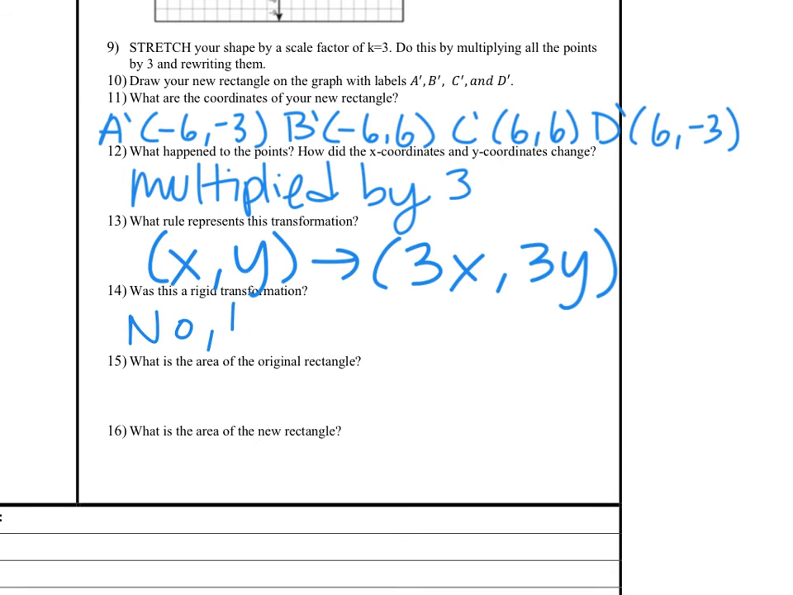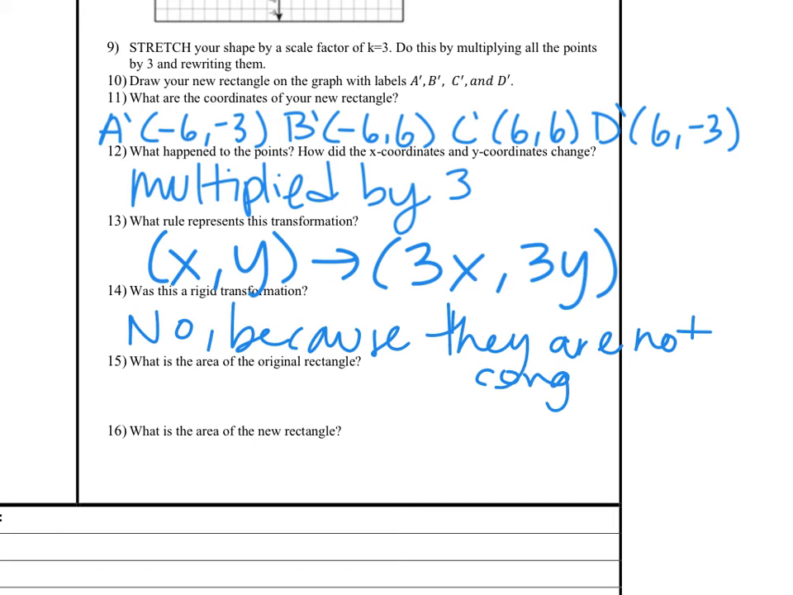No, because they are not congruent. They are similar.